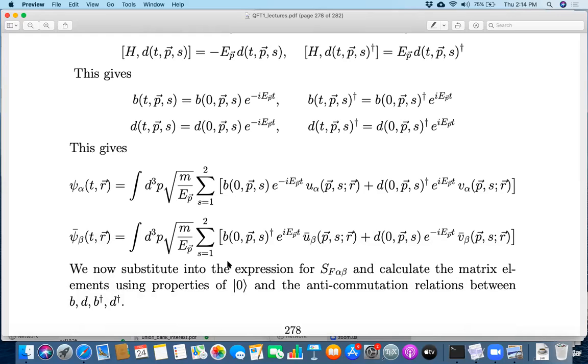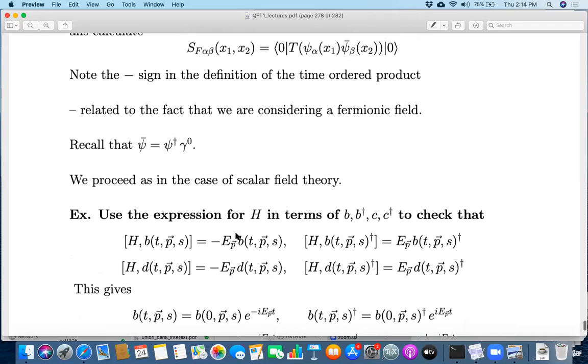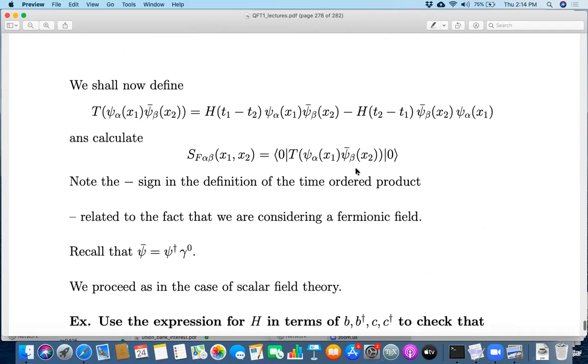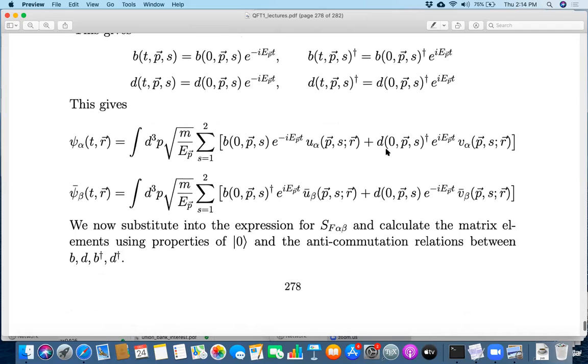So the idea is that we take these expressions for ψ and ψ̄ and just substitute here, because everything is written in terms of b, d, b† and d† at the same time. You can use the standard anti-commutation relations to bring the b's to the extreme right and the b†'s to the extreme left. Similarly, d's to the extreme right, d†'s to the extreme left. Then use the fact that b and d annihilate the vacuum to the right, and b† and d† annihilate the vacuum to the left, to simplify the result. Again, the same analysis as in the case of Klein-Gordon theory.